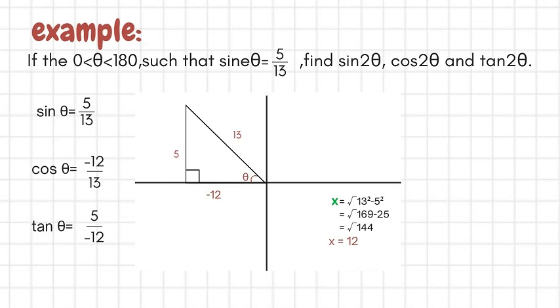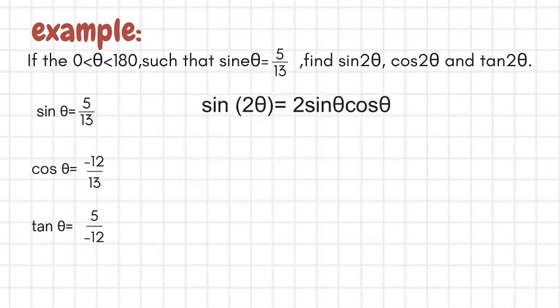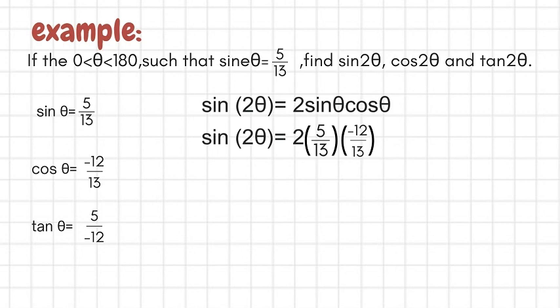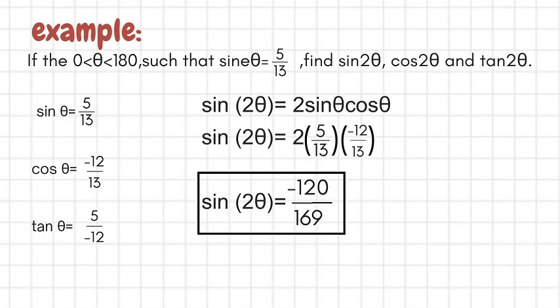Now let's find the value of sine 2 theta. We have the value of sine theta, which is 5 over 13, and we have the value of cosine theta, which is negative 12 over 13. So all we have to do is just plug this into the equation. 2 is the same as 2 over 1. So we need to multiply 2 times 5 times negative 12, and it's equal to negative 120, and 13 times 13 is 169. So negative 120 over 169. This is now the value of sine 2 theta.